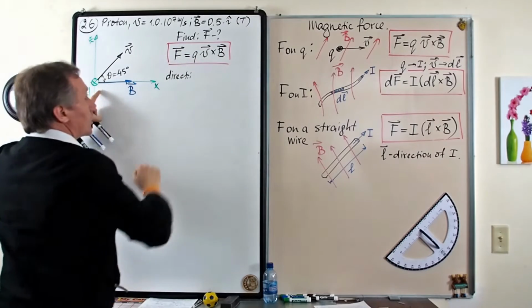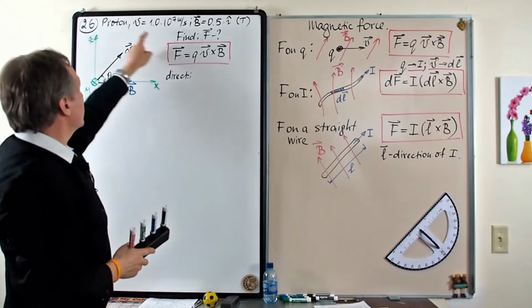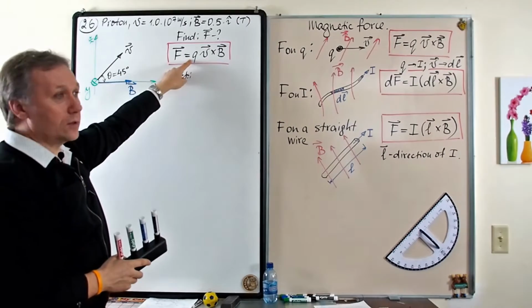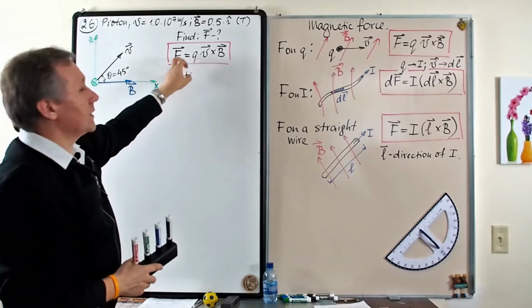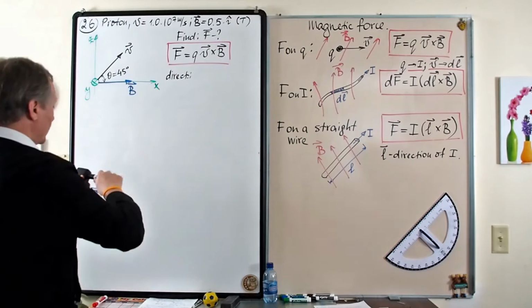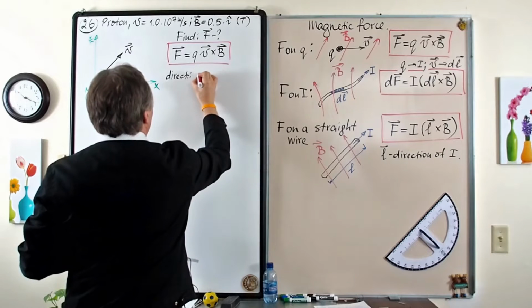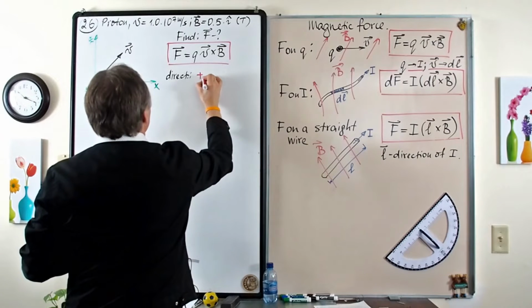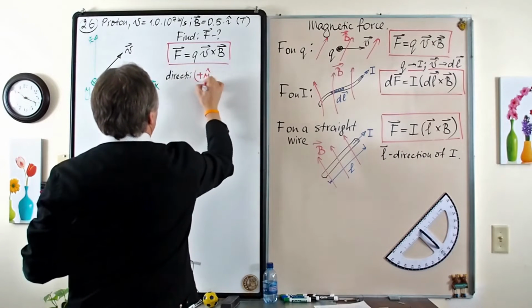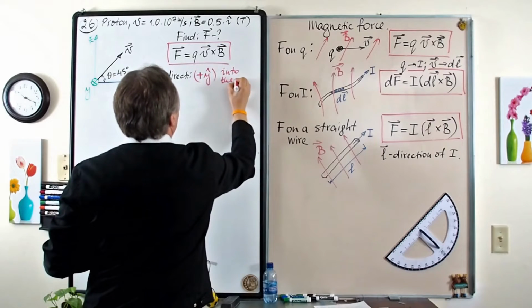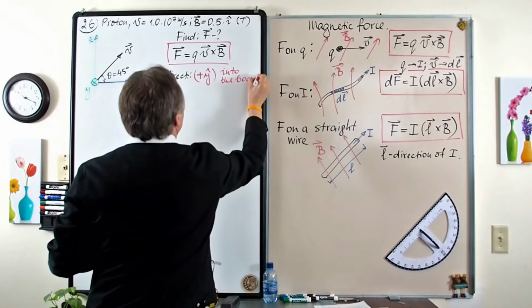Now you need to check quickly the sign of the charge. Since we have a proton, a positively charged particle, the direction of V cross B gives us the direction of the force. So as a result, the direction is in the plus Y direction, into the board, right?